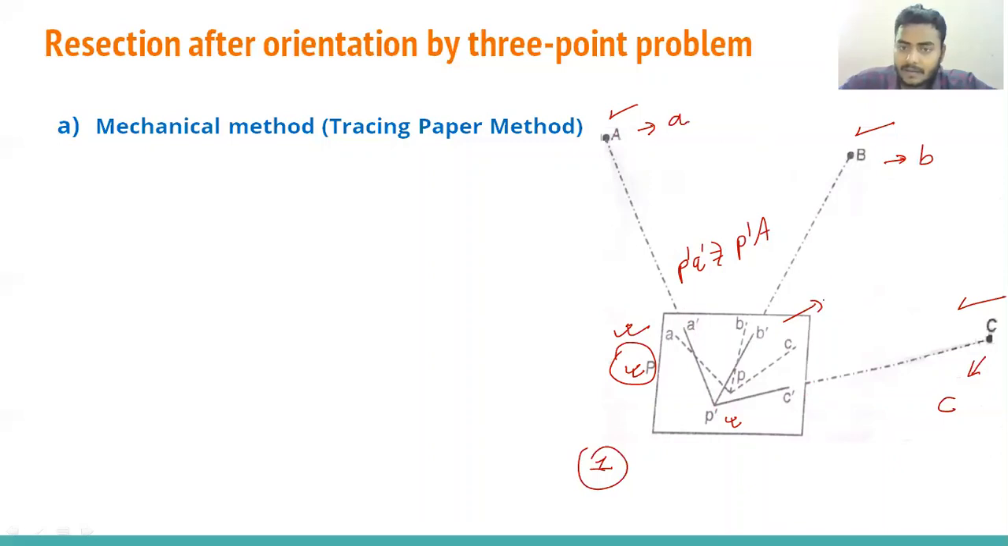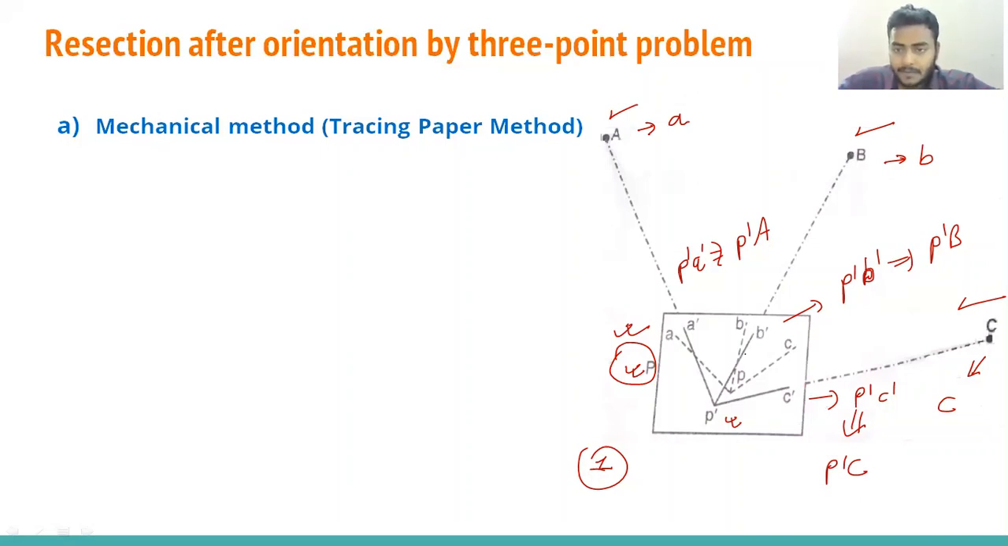Similarly, we can draw the ray, like we can sight B. So P dash B dash represents P dash B. In this case also, P dash C dash represents P dash C. So three rays are drawn. Okay.